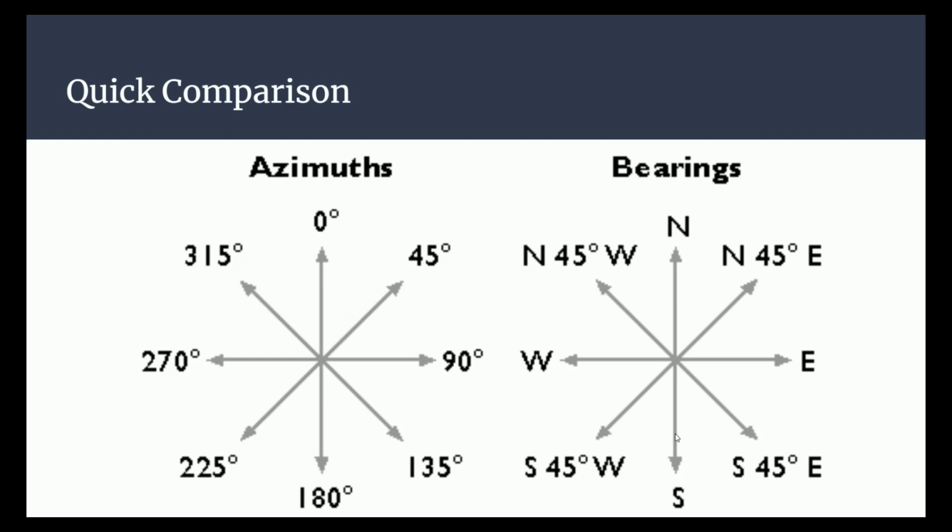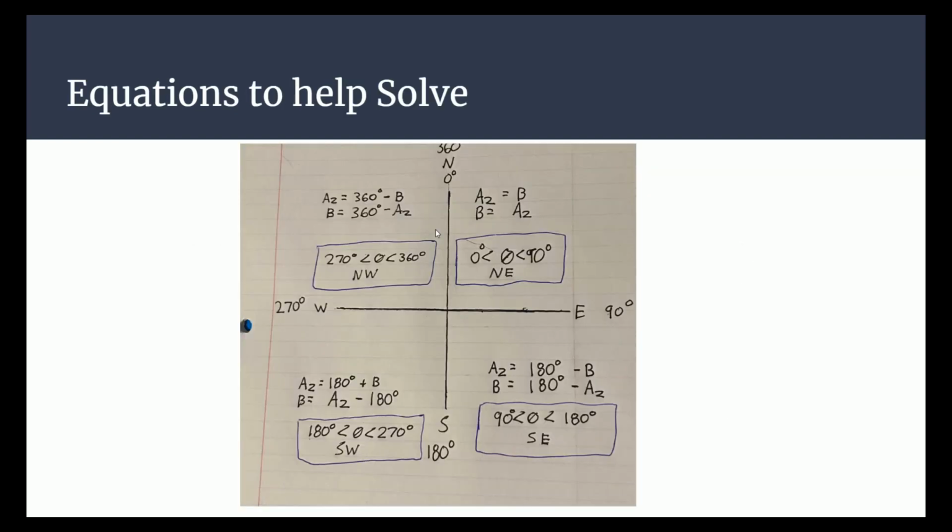So let's say southwest 45 degrees, that's going to be equal to 225 degrees as an azimuth. 45 degrees northeast, that's the same thing as 45 degrees as an azimuth. And there are quick ways that we can convert between these two methods.